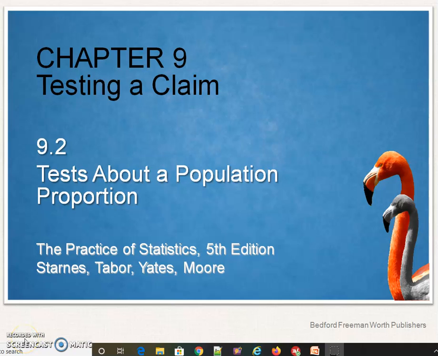Probability and Statistics, Chapter 9, Section 2. We, in the first section, talked about, in general, tests about a population parameter. This one is going to be a population proportion.